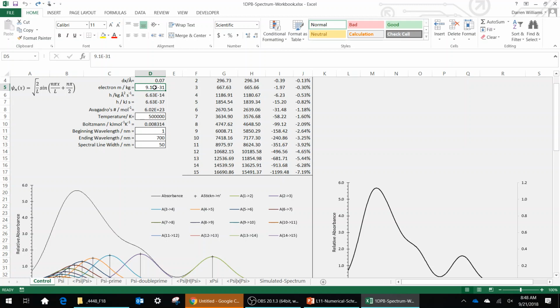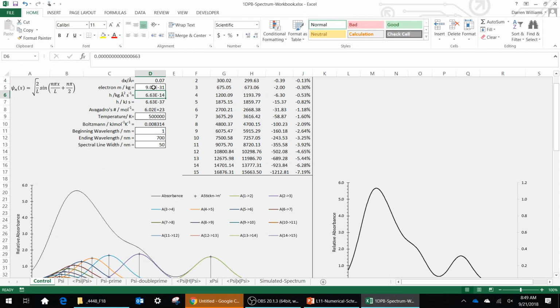Where's mass in our energy equation? In the denominator. So I'm dividing by a smaller number. So the energy difference is going to increase. But this is differences of those differences, and so the differences of the difference should increase. So let's make it 9e-31.